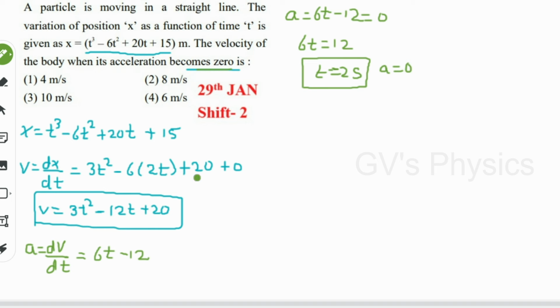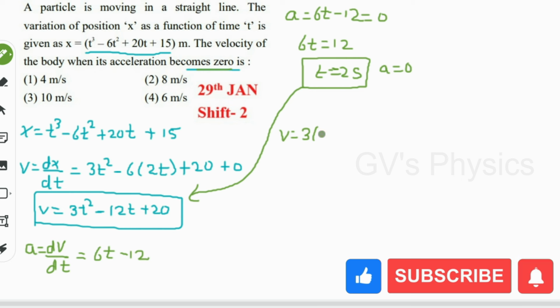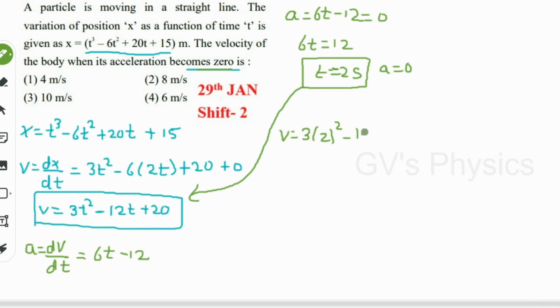At this time, we have to find the velocity. So I am going to substitute this time in the velocity equation. So v is equal to 3, in the place of t square we will substitute 2 square, minus 12 into, in the place of t, again 2, plus 20. So 2 square is 4, 4 threes are 12. So 12 minus 24 plus 20, which is equal to 8 meter per second. So we'll check the option. Option 2 is the right answer.